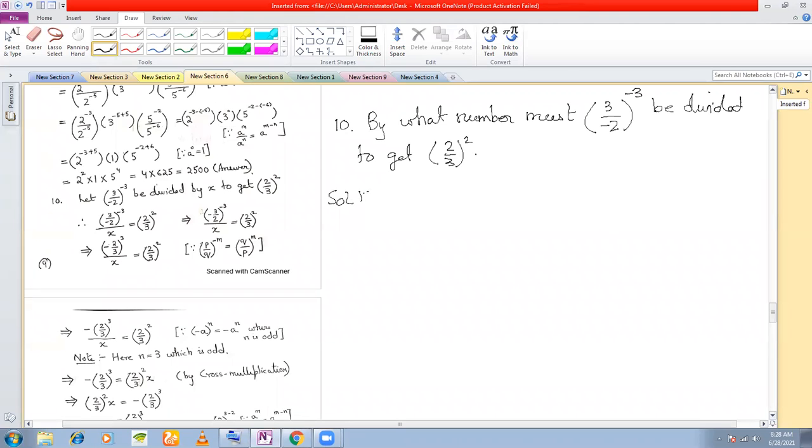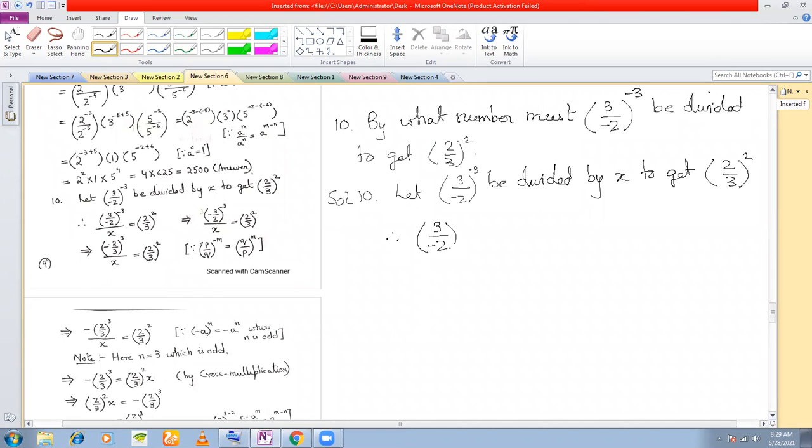Okay, that is the question. I say let (3/-2)^-3 be divided by x to get (2/3)^2. I don't know which number to divide by, so I take the number to be x. So that means (3/-2)^-3.